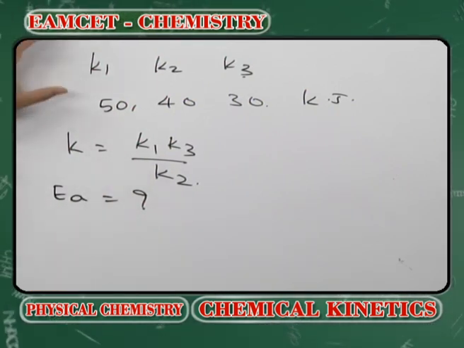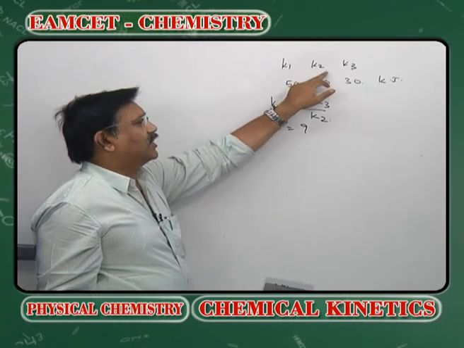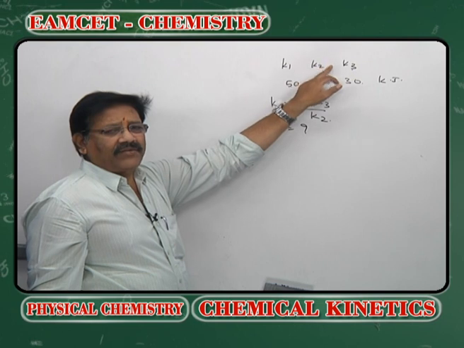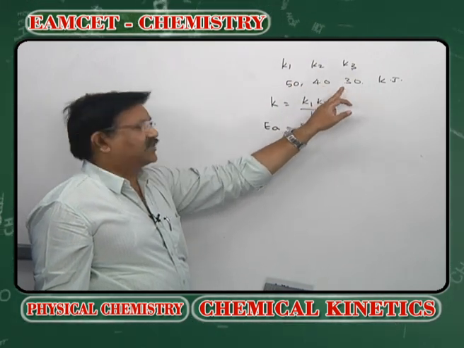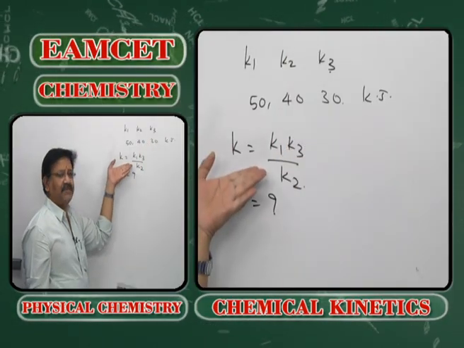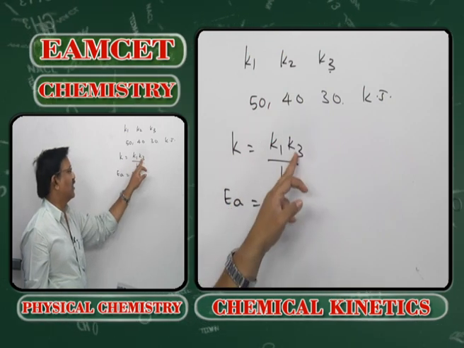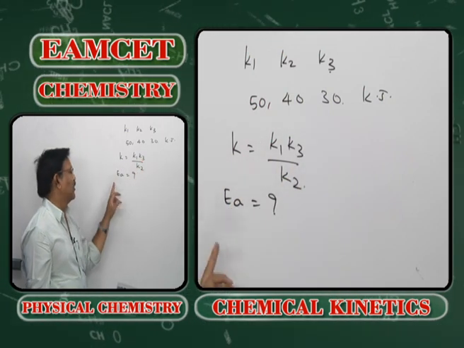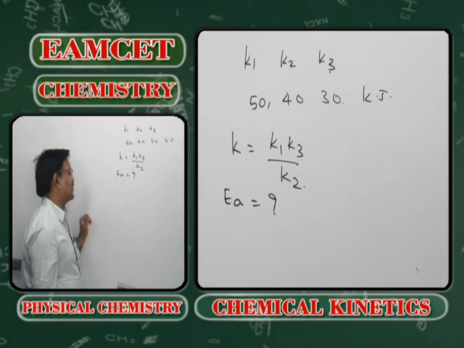This is the question. The reaction takes place in how many steps? 3 steps. K1, K2, K3 represent the rate constants at each step. And what are the activation energies for each step? 50, 40, 30. And what is the expression for the rate constant for the overall reaction? K is equal to K1 K3 by K2. Then what is the activation energy for the overall reaction?